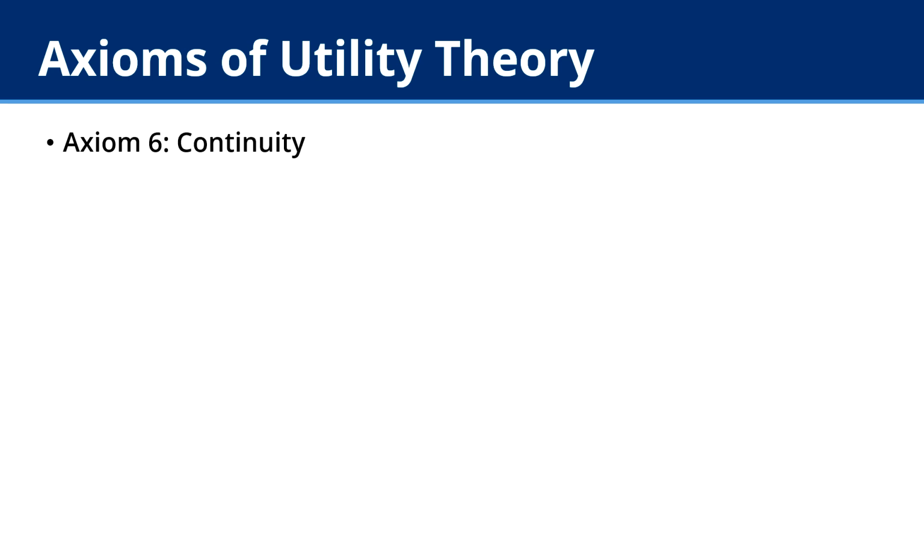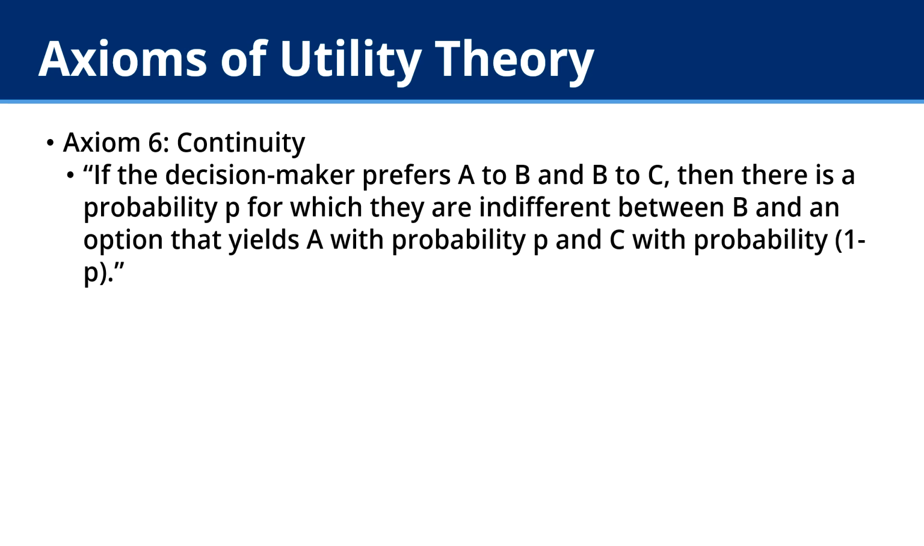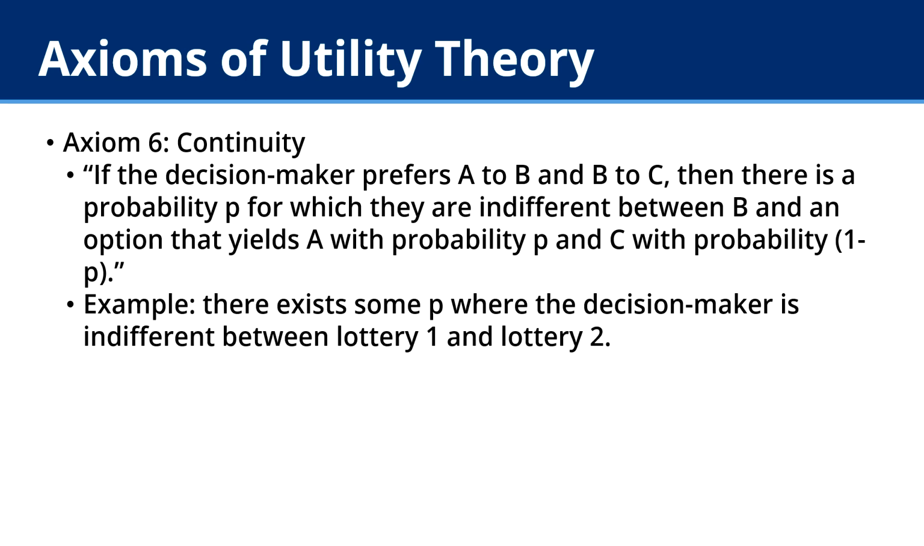And finally, axiom 6, continuity. We've actually already applied this quite a bit. If the decision maker prefers A to B and B to C, then there is a probability P for which they are indifferent between B and an option that yields A with probability P and C with probability 1 minus P. So we've already applied this a few times. For example, there exists some P where the decision maker is indifferent between lottery 1 and lottery 2.